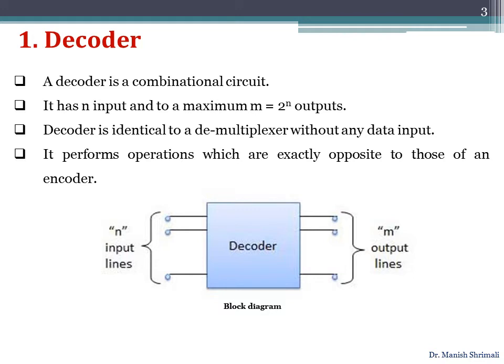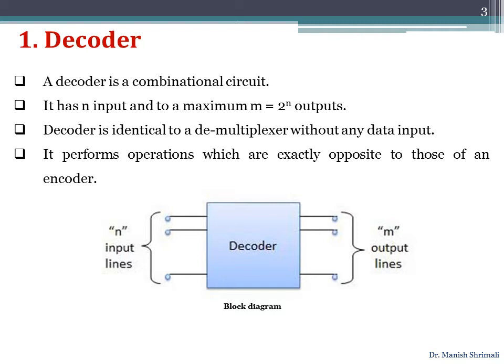Combinational circuit means the output depends only on the present inputs, unlike sequential circuits in which the output depends on the current inputs as well as on the past outputs. It has n inputs and a maximum of m equals 2 raised to n outputs. It is identical to a demultiplexer without any data input. It performs operations exactly opposite to those of an encoder.